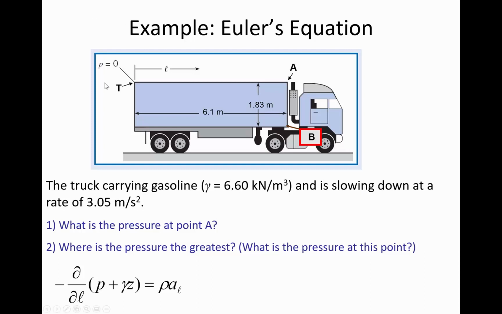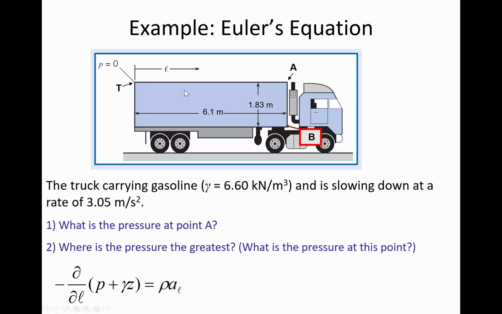Think about if you had a truck that for some reason is carrying gasoline. It's maybe a tanker truck, taking gasoline to a station. And it's slowing down. Okay, so it's slowing down. That means that the acceleration is to the left. It says that it's slowing down at a rate of 3.05 meters per second squared. So it's driving forward, but it's slowing down, so the acceleration is to the left.